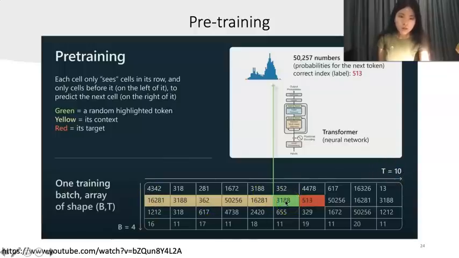Suppose now we're looking at this green token, which is our current token, and we have seen its context to the left, shown in yellow. Our pre-training objective is to predict the red token. We want whatever input comes before this red token to generate the correct index for the red token. That is our training objective. So basically we want our model to give the correct index for the label as 513.